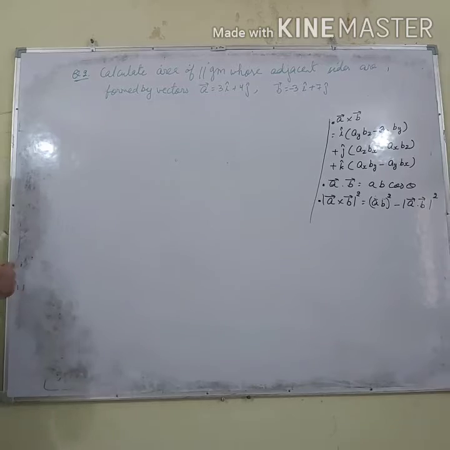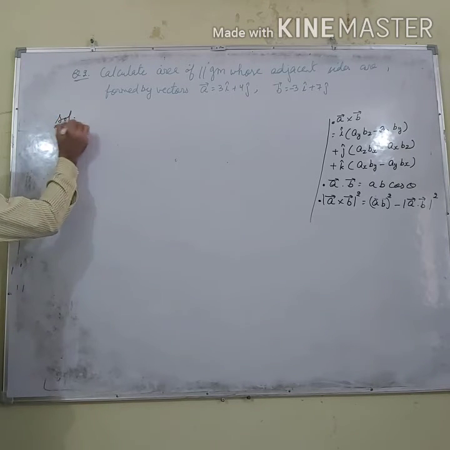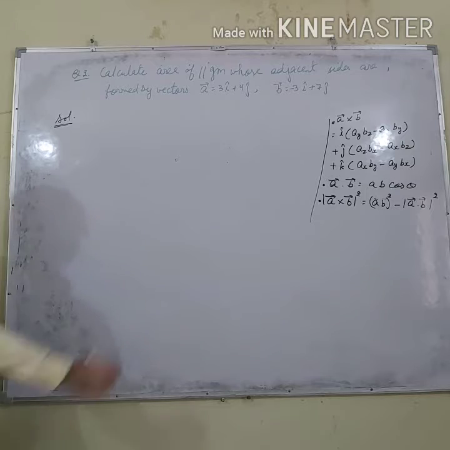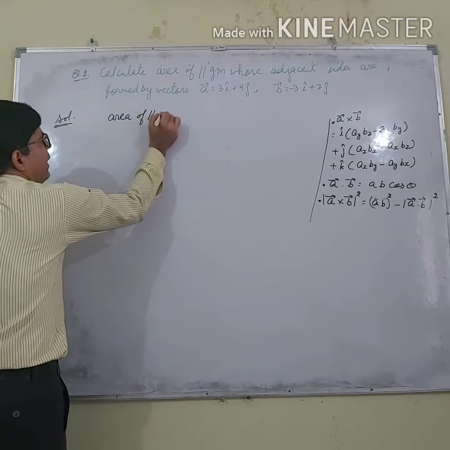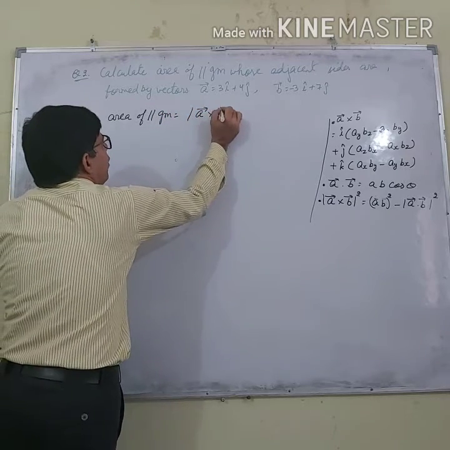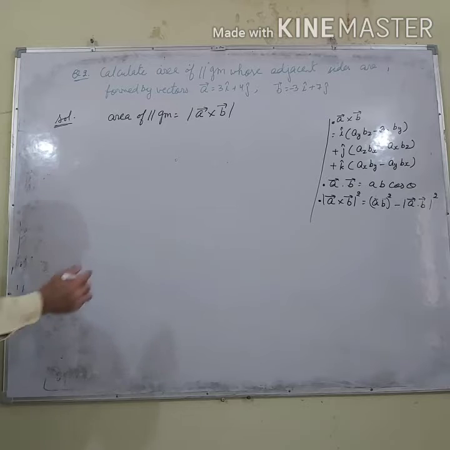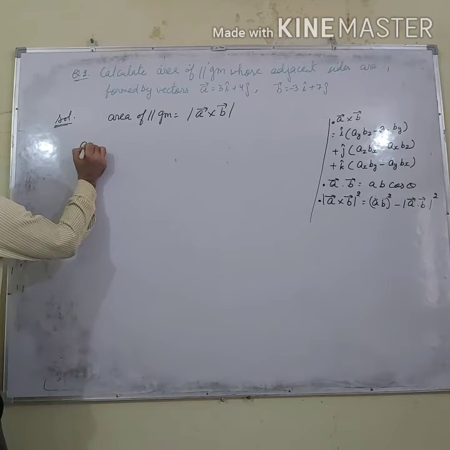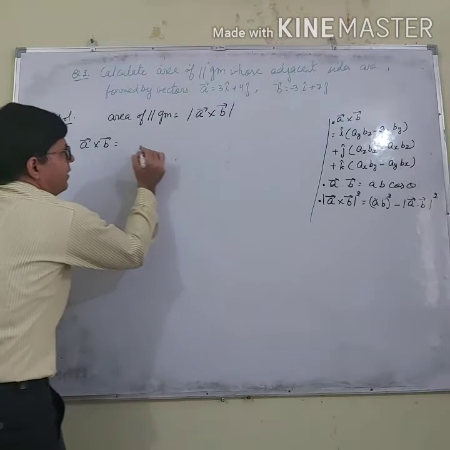What is the solution? The solution is that we know the area of a parallelogram is given by the magnitude of A cross B, right? And how can we find the magnitude of A cross B? We know A cross B, what is the formula? The formula is written here.